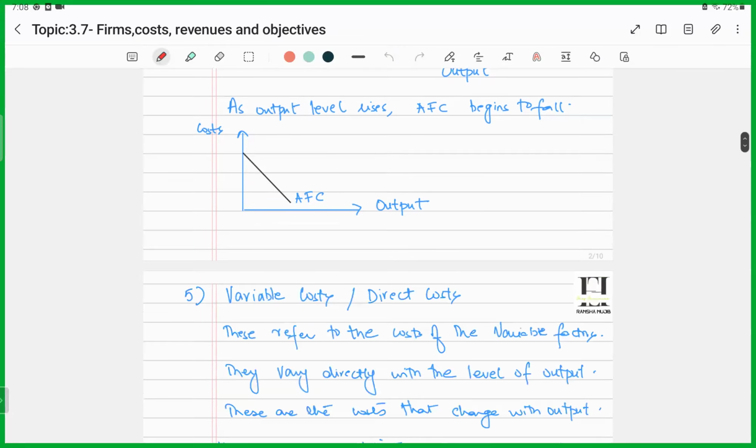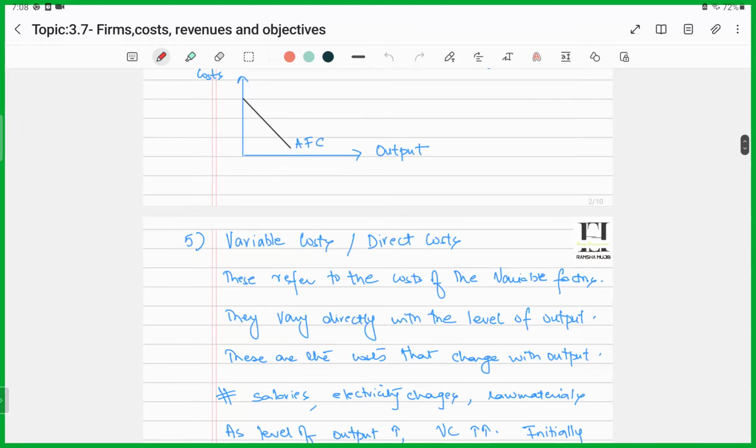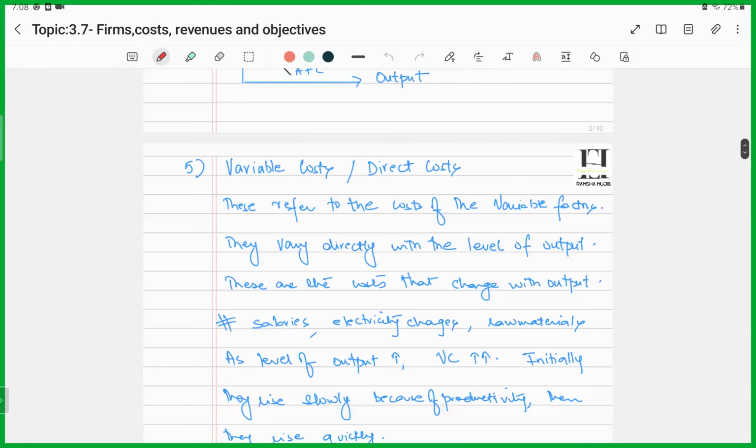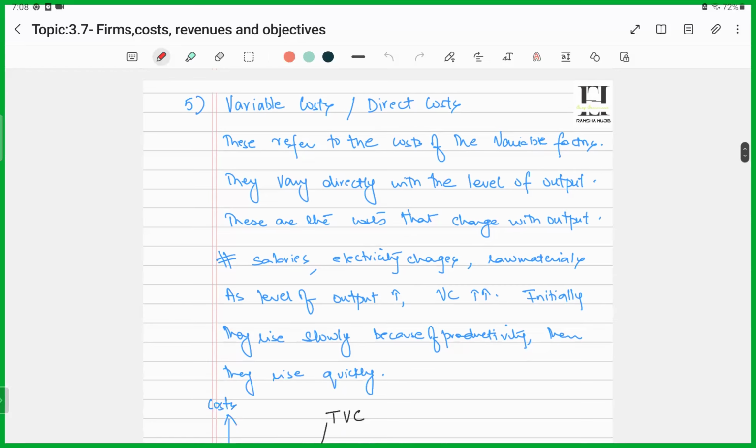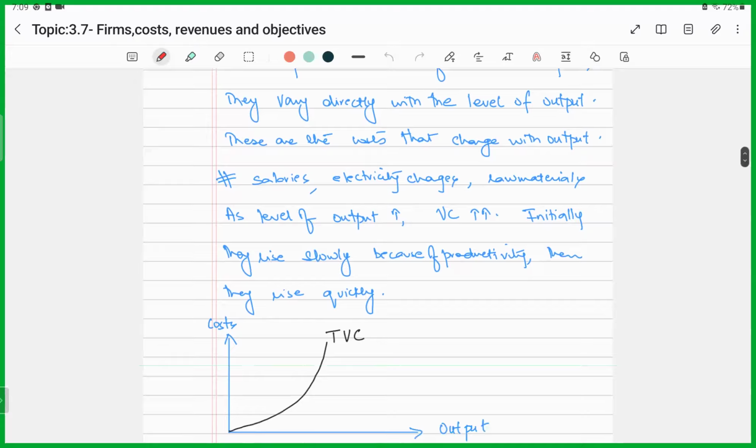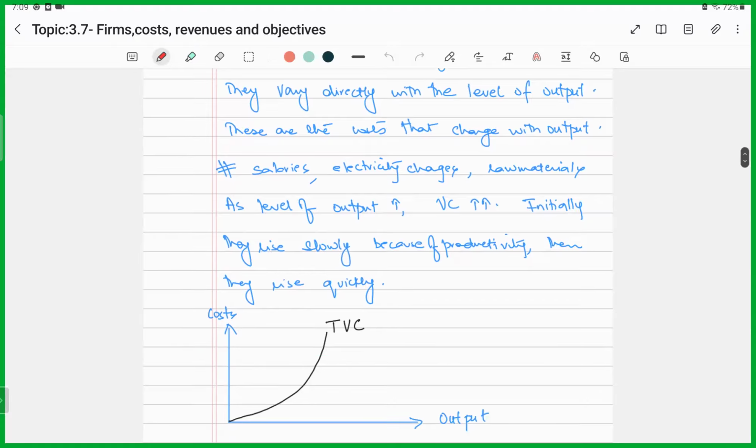Variable costs. Now, these are costs which are contrary to fixed costs. These are also referred to as direct costs. These are the costs that vary directly with the level of output, for instance, salaries, electricity charges, or raw materials. So, as the level of output increases, so does the variable cost. This means that the higher the level of output, the higher the level of variable cost. Initially they rise slowly, as the diagram is showing, because of productivity, and then they quickly rise.